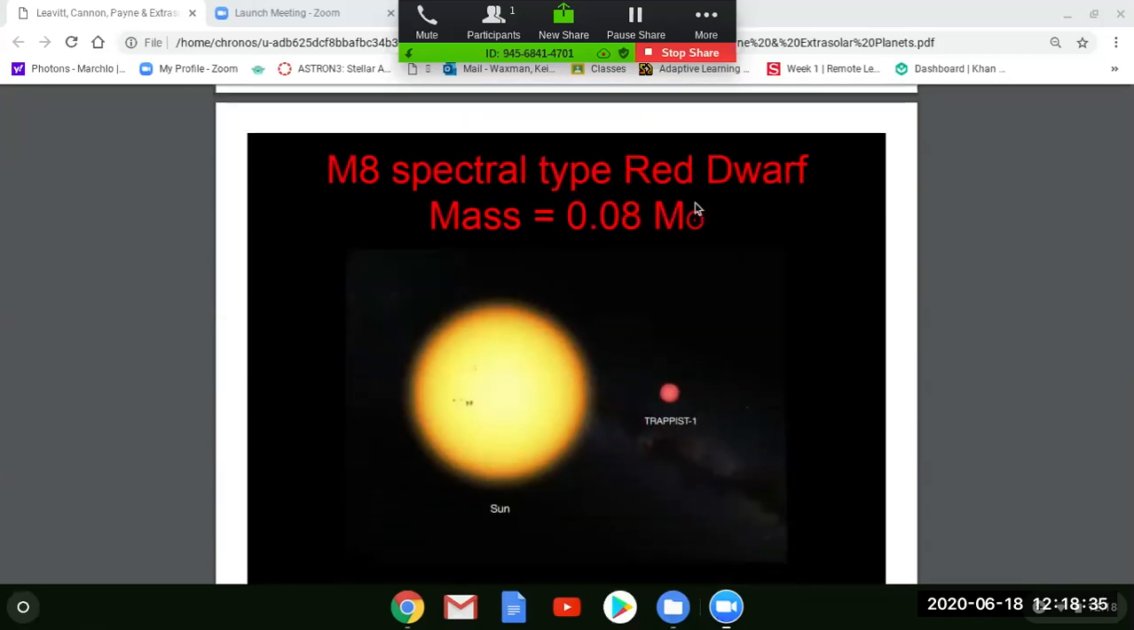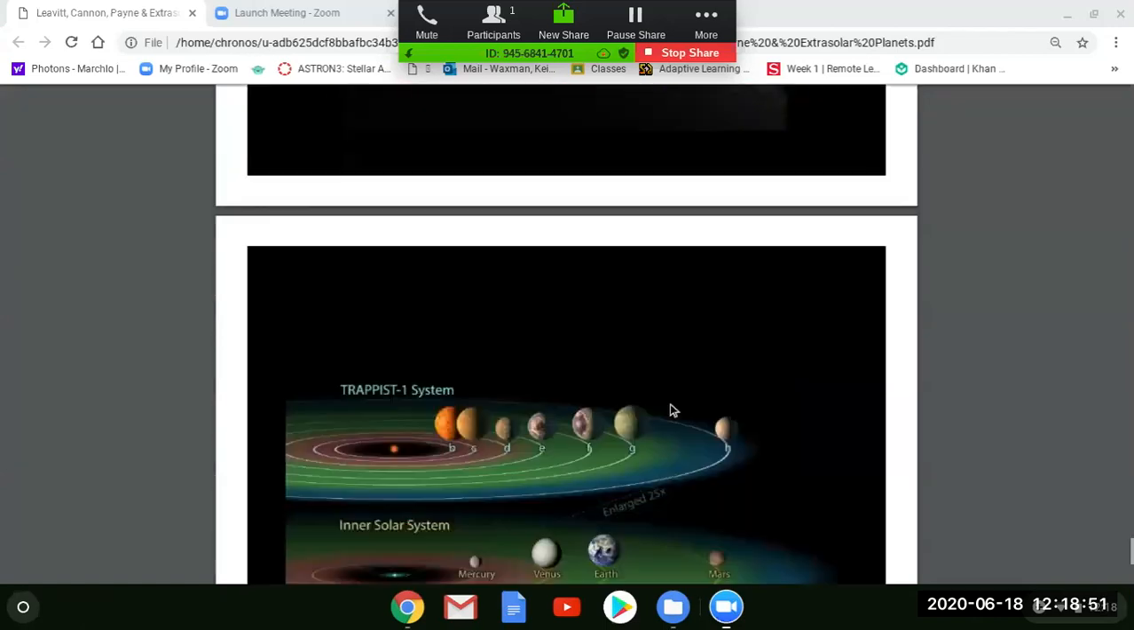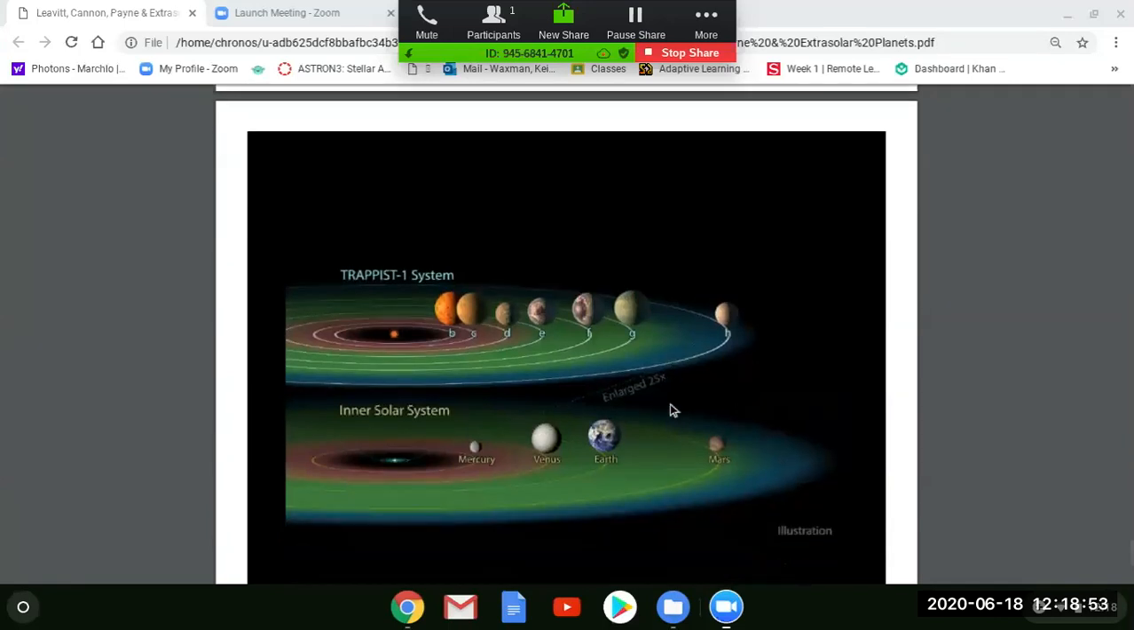Now, there is an M8 spectral type red dwarf, low mass, about as low mass as you can get for a star. Remember, M9 would be the coolest star. Here's the size of the sun. Here's the size of the star relative to the sun. So very, very small, low mass, low luminosity. But look what we discovered based on transits around this star.